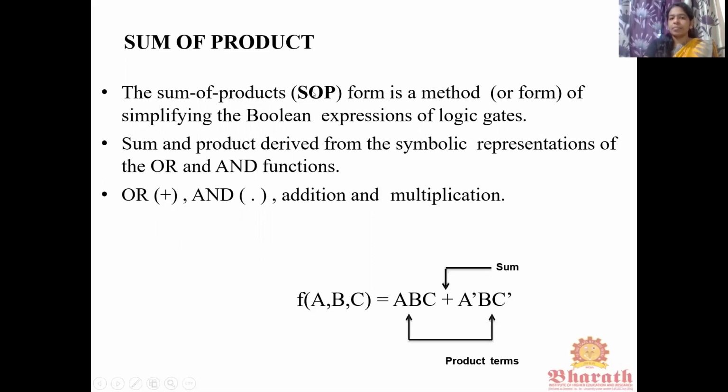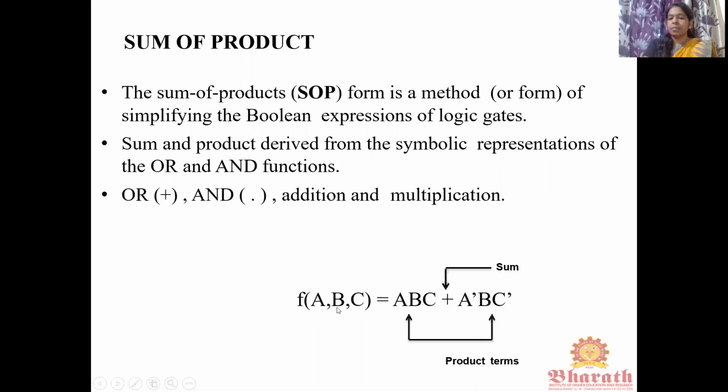Sum of product. The sum of product form is a method of simplifying the Boolean expressions of logic gates. So you all know this is the OR, this is AND. AND can be represented using the dot operation, and OR can be represented using the plus operation. In sum of product, you have to sum the product terms. So see, this is the example for SOP. The sum of product is also called SOP.